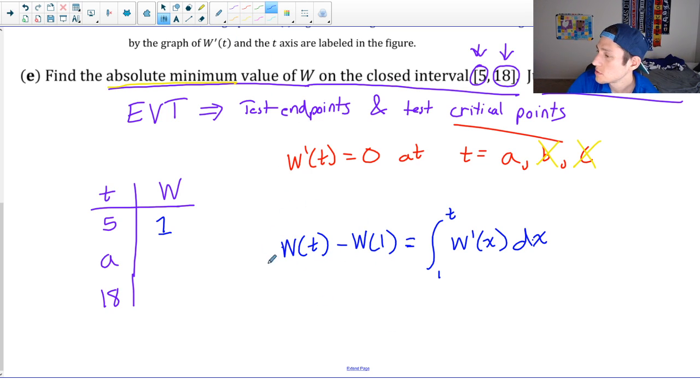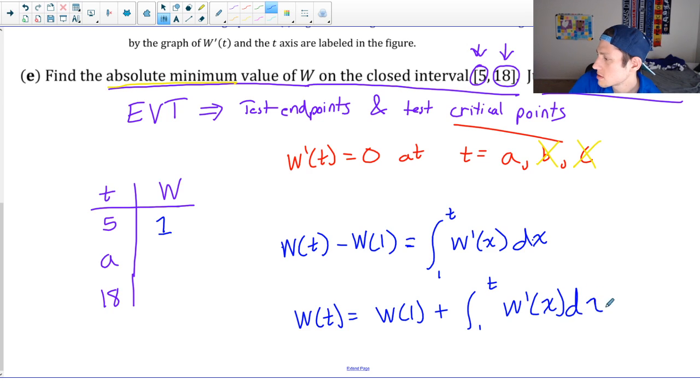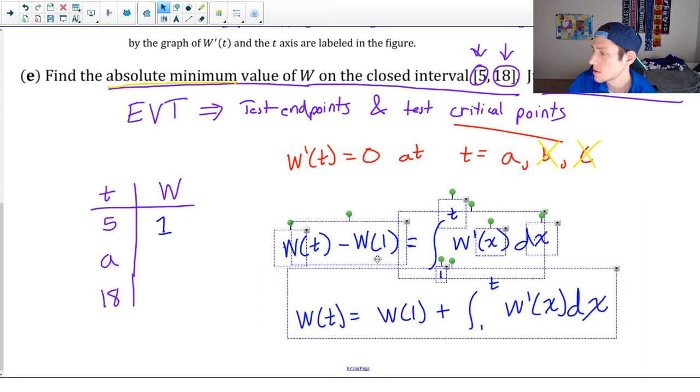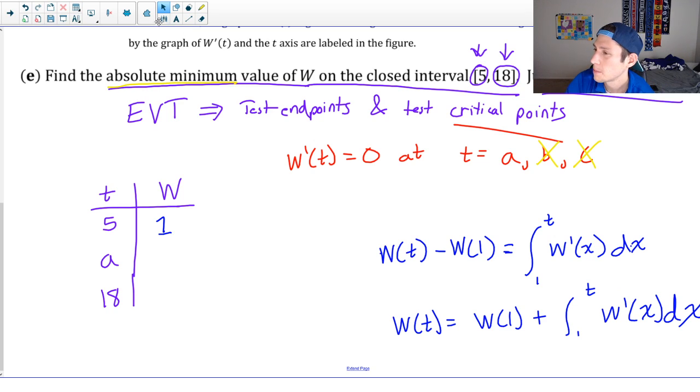All right, and I'm trying to create an expression for W of t, so W of 1 plus the integral from 1 to t of W prime of x dx. So now for these values, W of A and W of 18, I can use this expression to figure out what those actual values are. Move them over. All right, first up, W of A.